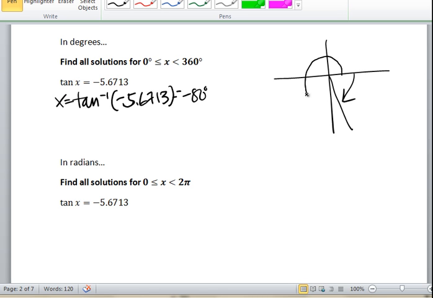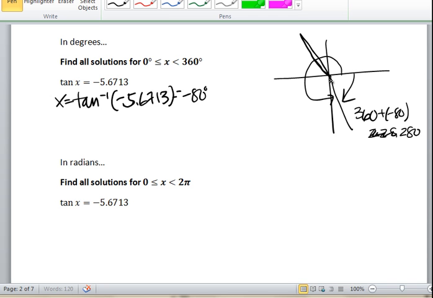So to get the positive coterminal angle, I need to do 360 plus a negative 80, 360 minus 80, and that gets me to 270, right? No, that's not right. 360 minus 80. That's 280. Okay. That's 280. I just want to make sure I get that right. Oops. 280. Okay.